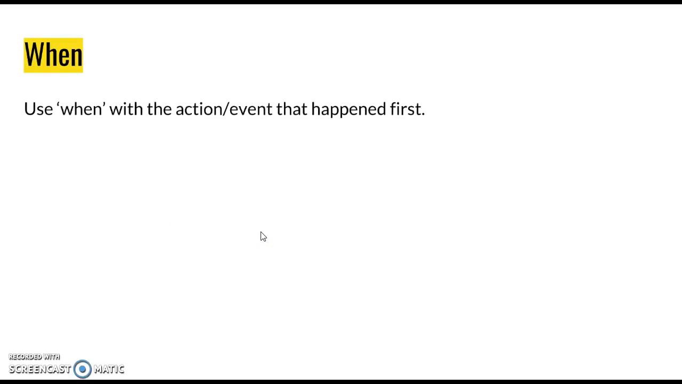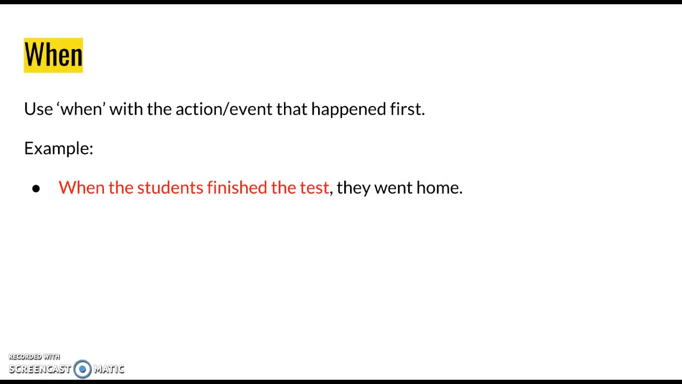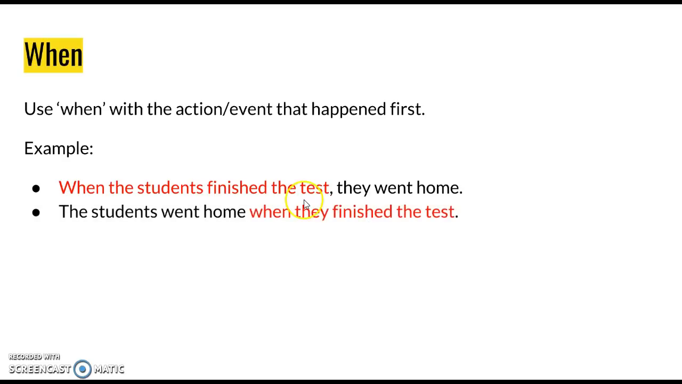We use when with the action or event that happened first. For example, when the students finished the test, they went home. The first action is they finished the test. The second action is they went home. And again, we can rewrite this sentence with the independent clause first and the dependent clause second, and the meaning is still the same.